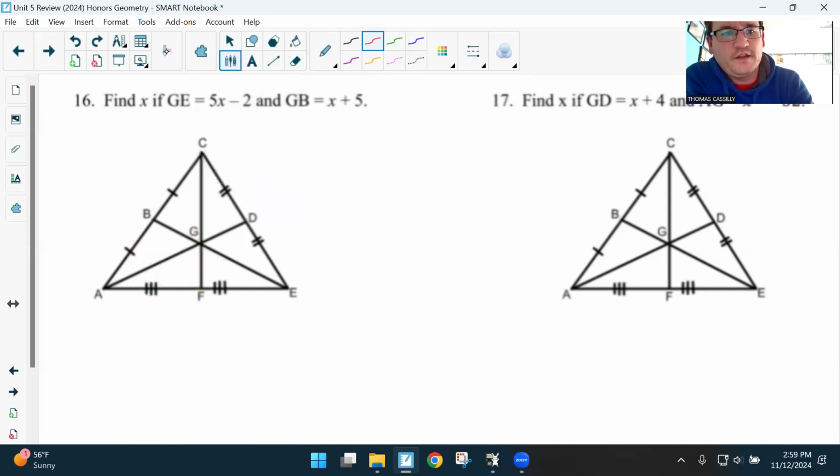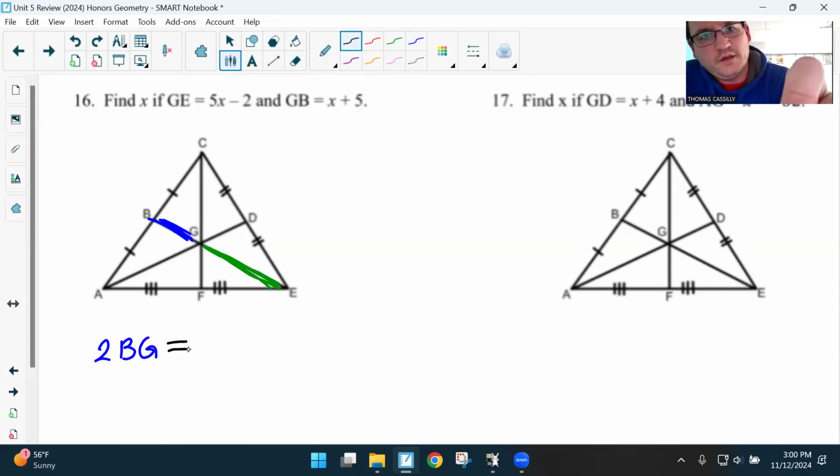So let's try to put that into words here. They're telling me GE, this guy right here, is 5x minus 2. And then they're saying GB, this guy right here, is x plus 5. So from earlier, I said the green piece is always twice the size of the blue piece. So here's what I'm going to do. I'm going to take the blue piece, and I'm going to double it. I'm going to say 2 times BG is going to be equal to the green piece. And that's my equation here.